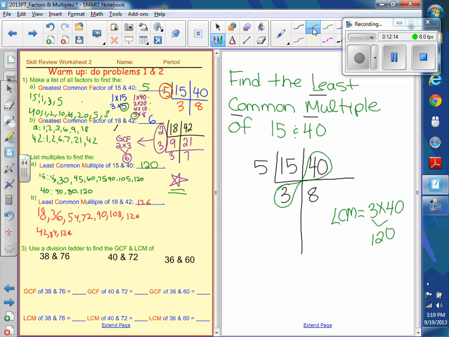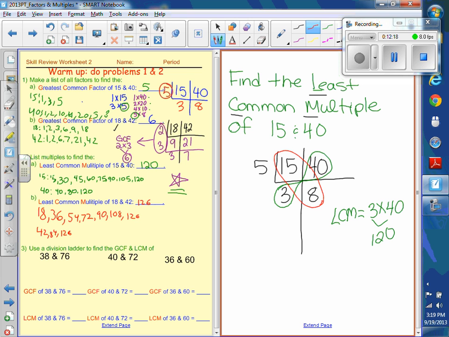But watch. You can also do 8 times 15. So to do 8 times 15 in your head, do 8 times 10. 80. And what's 8 times 5? 40. Add them together. 120. So that's another way to get the LCM. 8 times 15 is the same as 120.